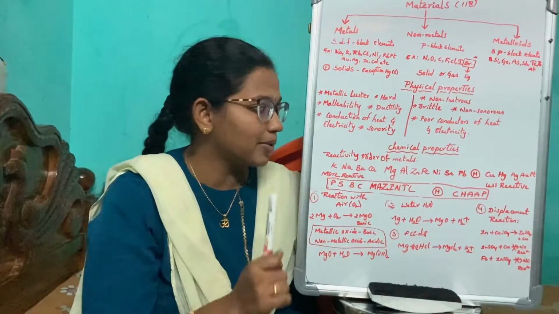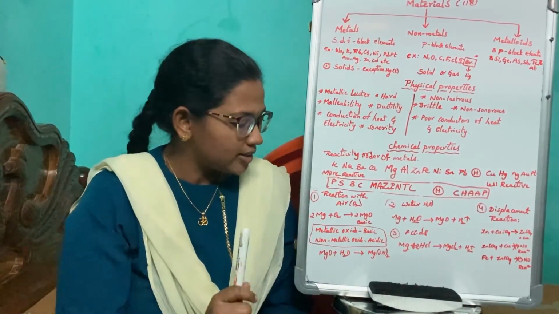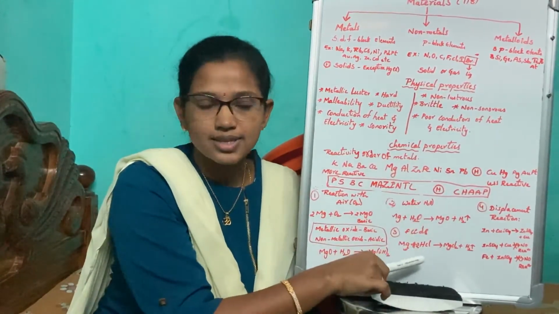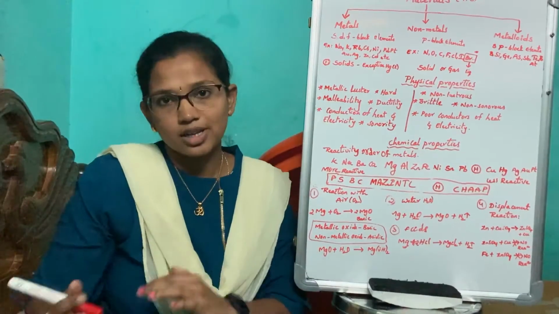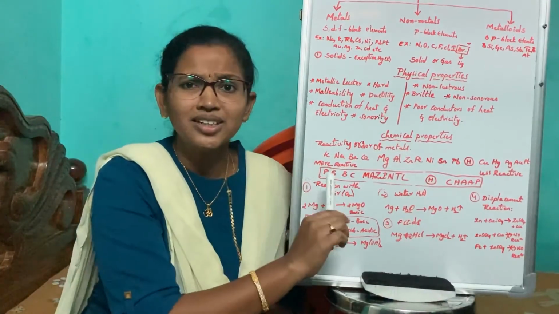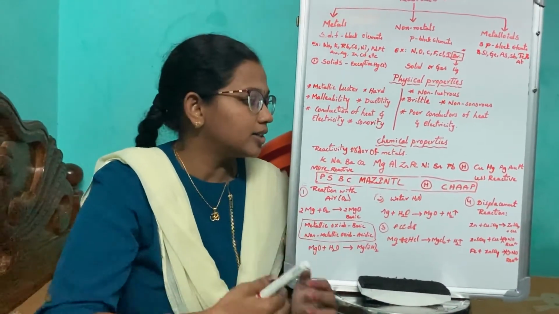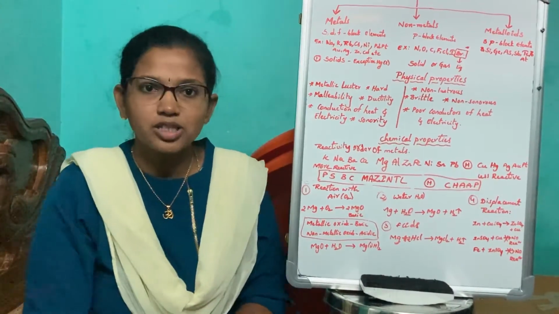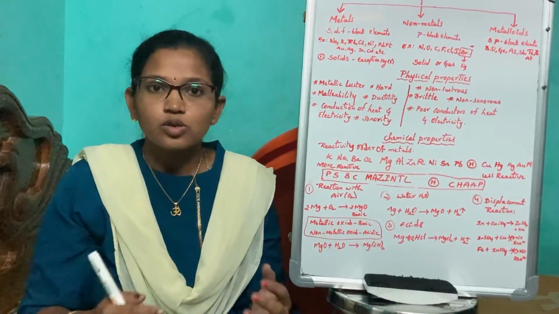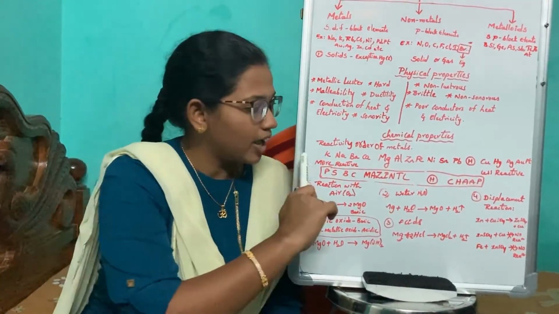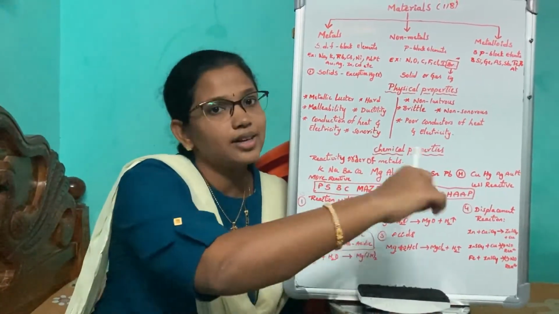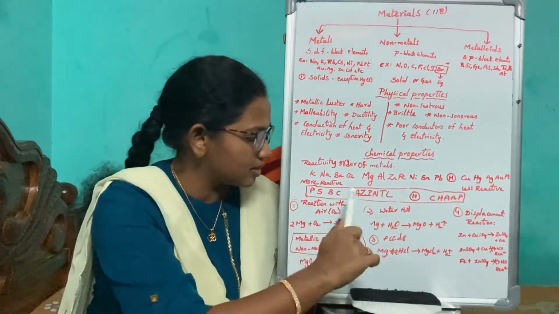Let us see the chemical properties. Here let us discuss reaction with air, water, acid, and metallic salt solutions. Before going ahead, metals exhibit different reactivity order. That means all metals do not react in the same manner or with the same speed. Based on that, we have a series of more reactive and less reactive metals. Let us discuss that series.